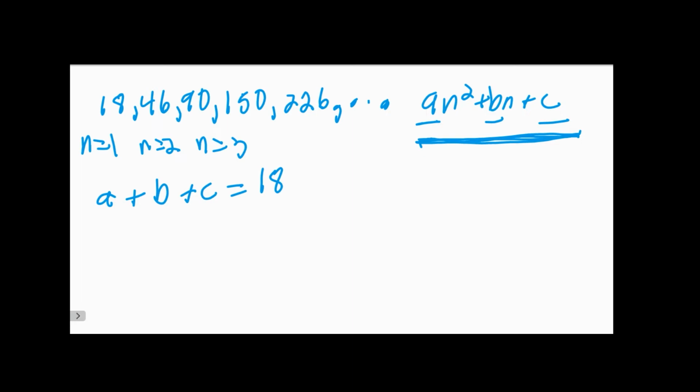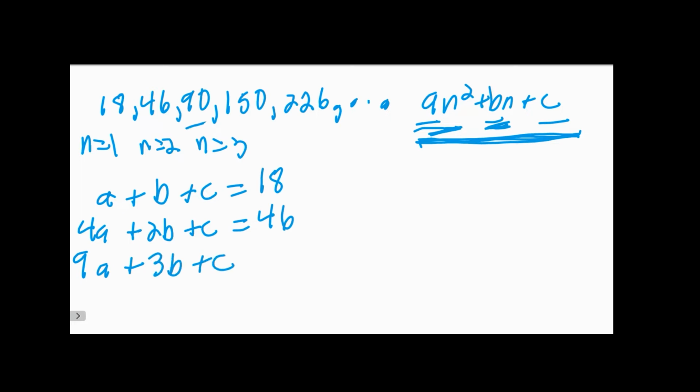I'll do the same thing for 2. I'll plug in 2 for n, and that'll be a times 2 squared, that's 4a, plus b times 2, that's 2b, plus c. And when n is 2, I should get 46. And then lastly, I'll plug in 3 for n, and that'll be a times 3 squared, that's 9a, plus b times 3, that's 3b, plus c. And that should equal 90.